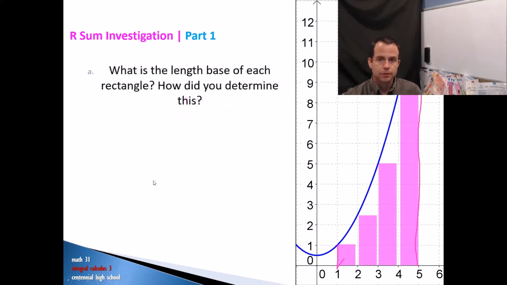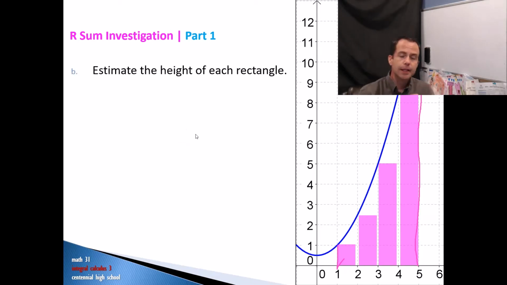Now, what is the base length of each rectangle, and how did you determine this? I can visually see right now the length is 1. But really what I did was take the distance and divide it by the number of rectangles I wanted to make. I went from 1 to 5, so the total distance is 4. I wanted 4 rectangles, 4 divided by 4, so each rectangle has a base length of 1. So I went 5 minus 1 divided by 4.